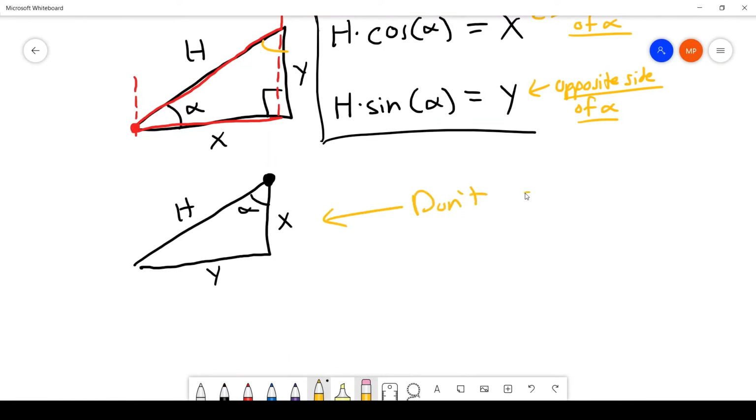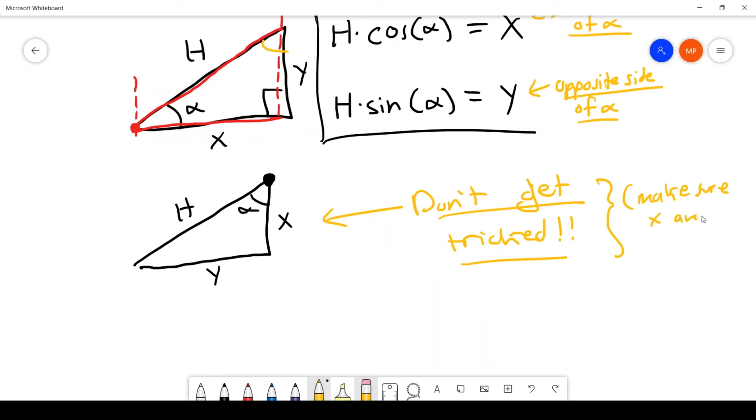So this, I'll just note, to not get tricked. Don't get tricked. And why not get tricked? Make sure x and y are correct.